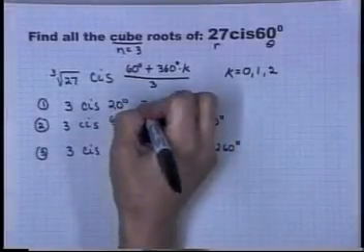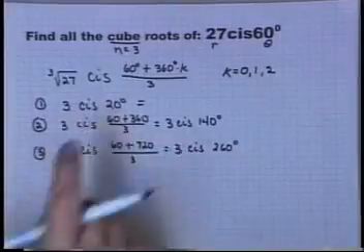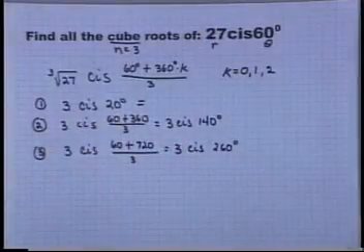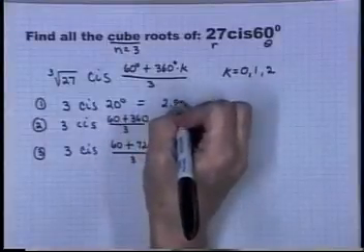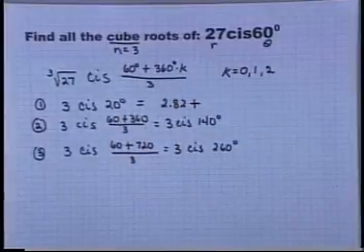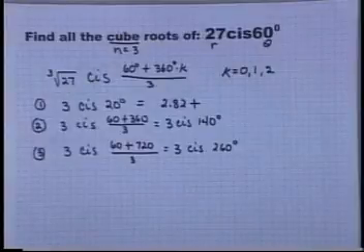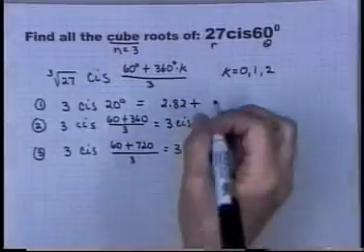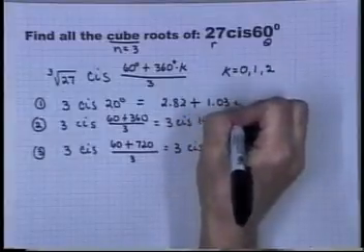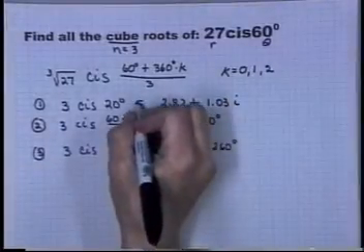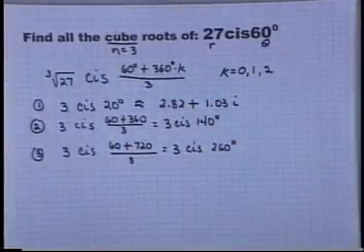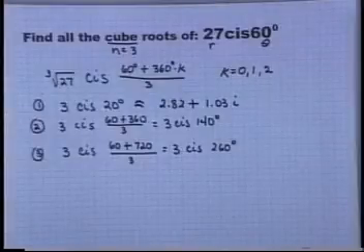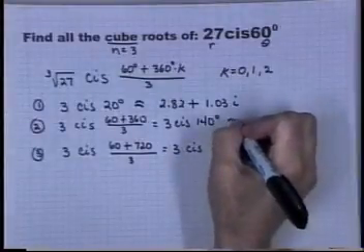Okay, so I'm going to do 3 times the cosine of 20 degrees. And let's see, I think I'll keep 2 decimal places, 2.82, plus 3 times the sine of 20 degrees times i, that's going to be 1.03. So there's 1, and I should say, this is approximate because we've rounded off. So there's one of the cube roots of 27 cis 60 degrees.